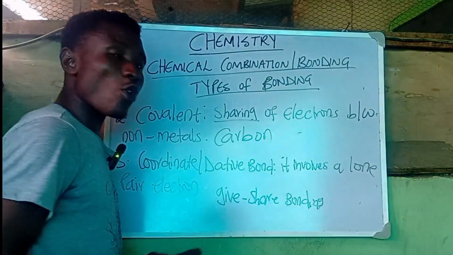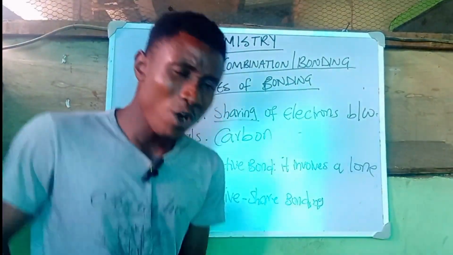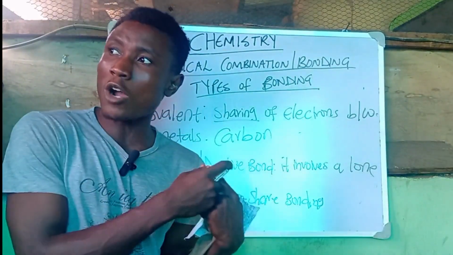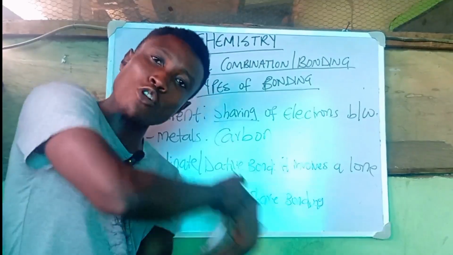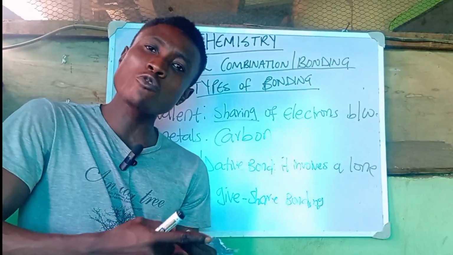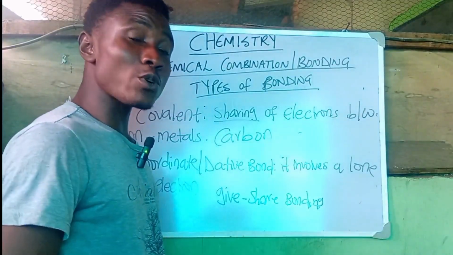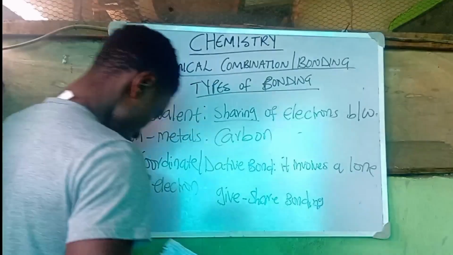They are also non-electrolytes. That means they cannot conduct electricity. Although there is an exception, which is graphite, we are not going to talk about it in depth in this particular topic. We will talk about it when we discuss carbon and its compounds, where we will discuss the allotropes of carbon.